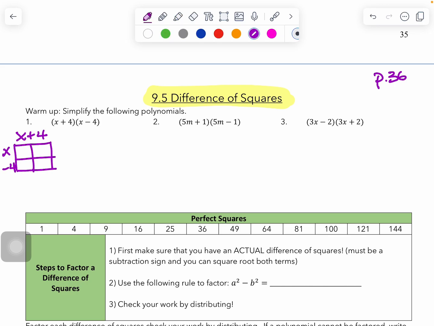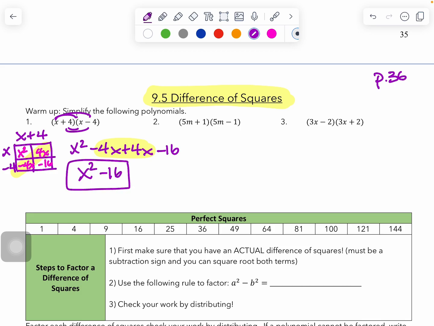If we're going to multiply x plus 4 times x minus 4, you could do that in a box if you like the box method, or you can just double distribute it. Either way, you're going to get x squared minus 4x plus 4x minus 16. Or if you did it in the box, you get x squared here, 4x here, negative 4x over here, and a negative 16 here. Now, when we combine our like terms, they add up to 0. Negative 4x plus 4x is a 0, so we're going to get x squared minus 16. You're going to start seeing a pattern here.